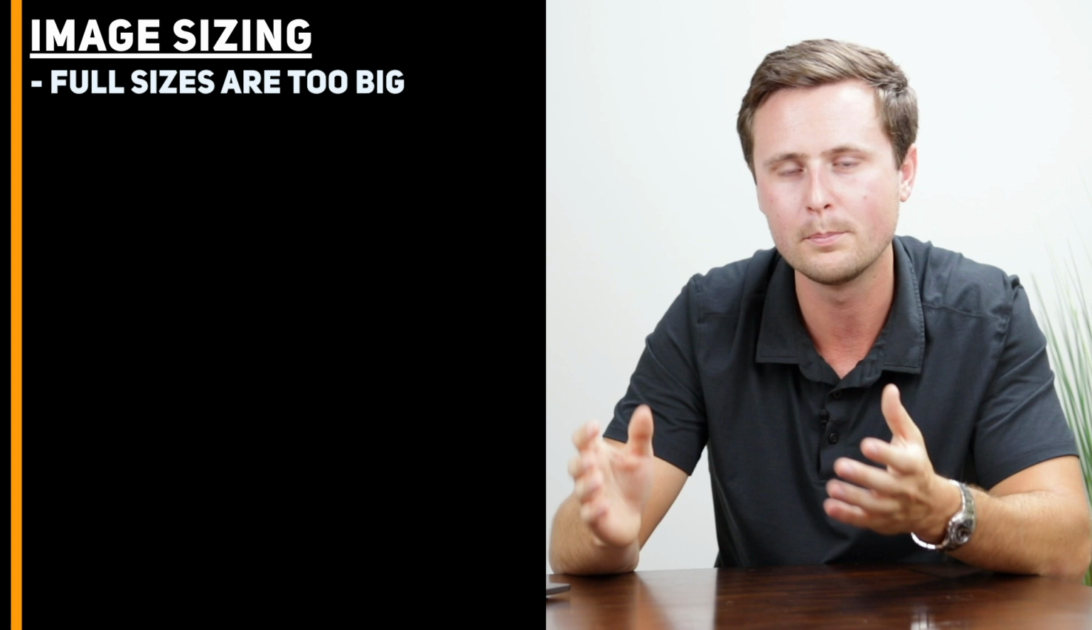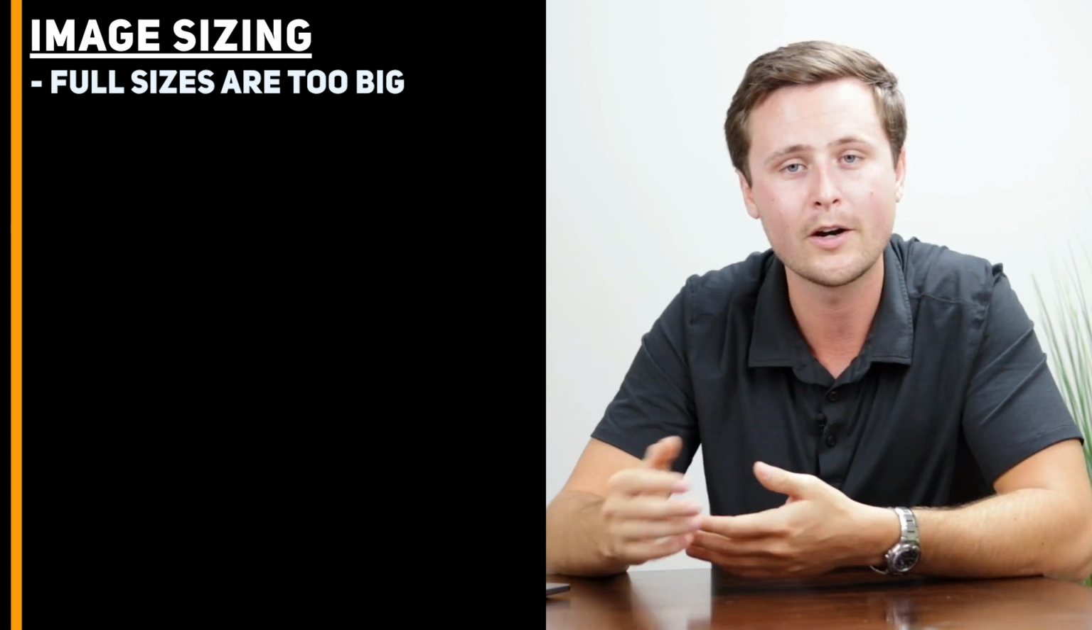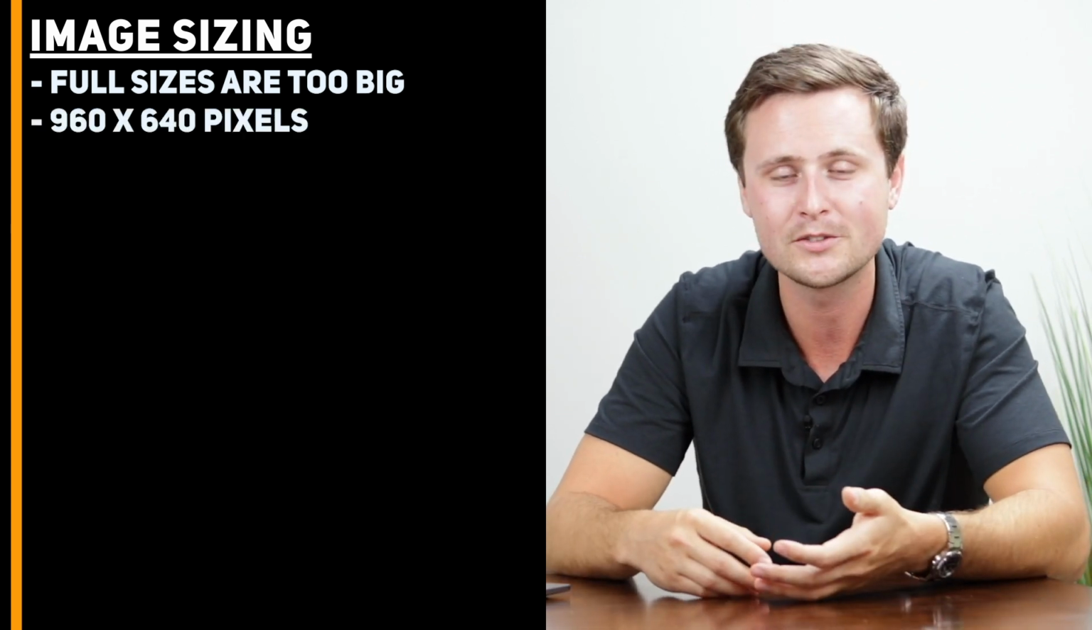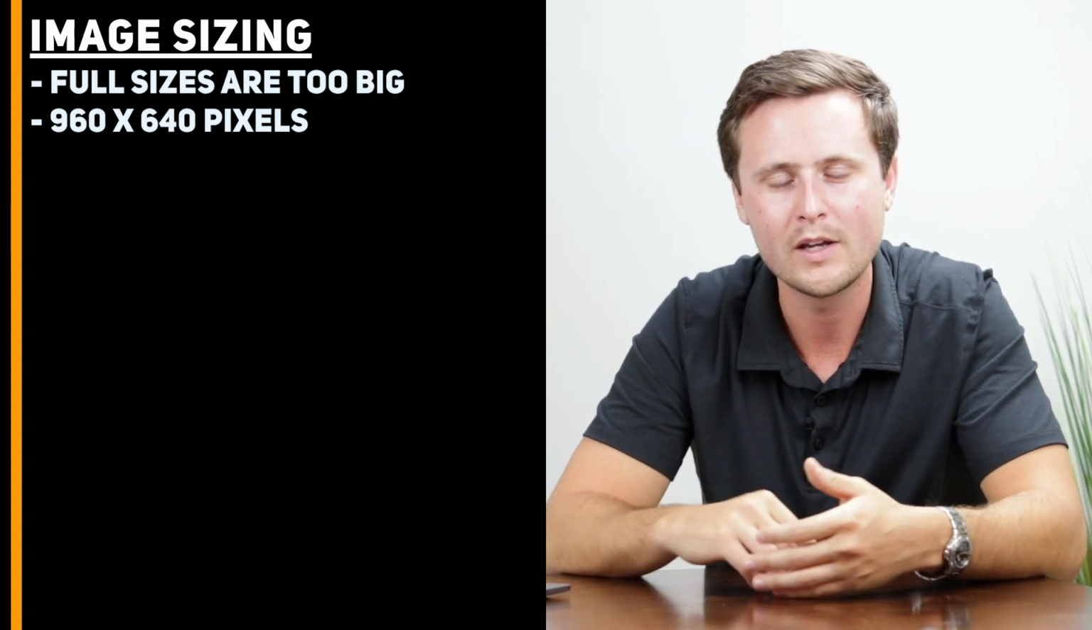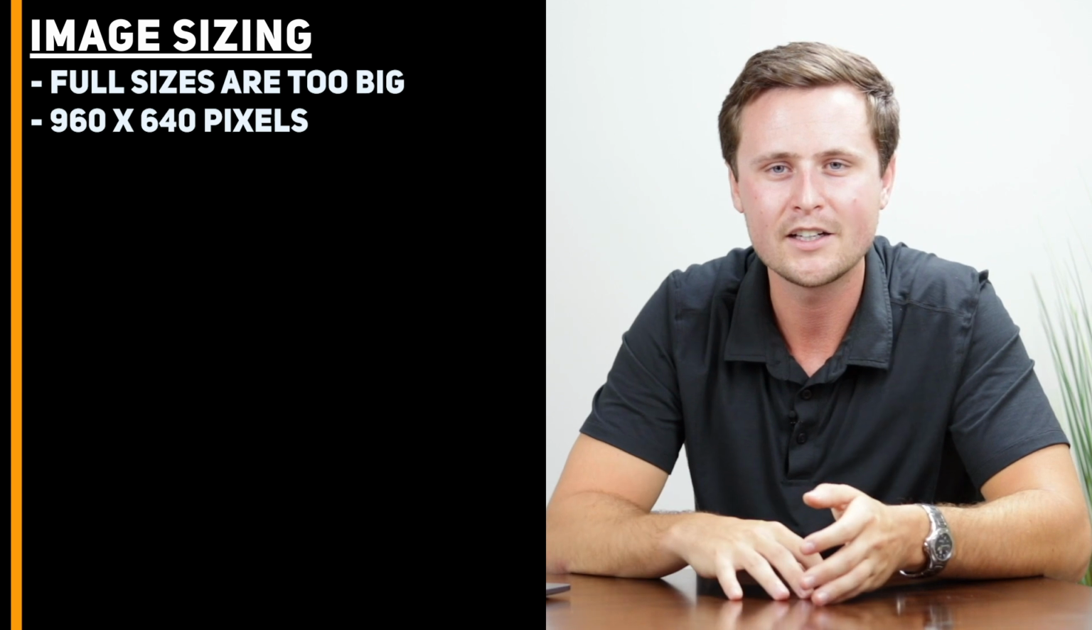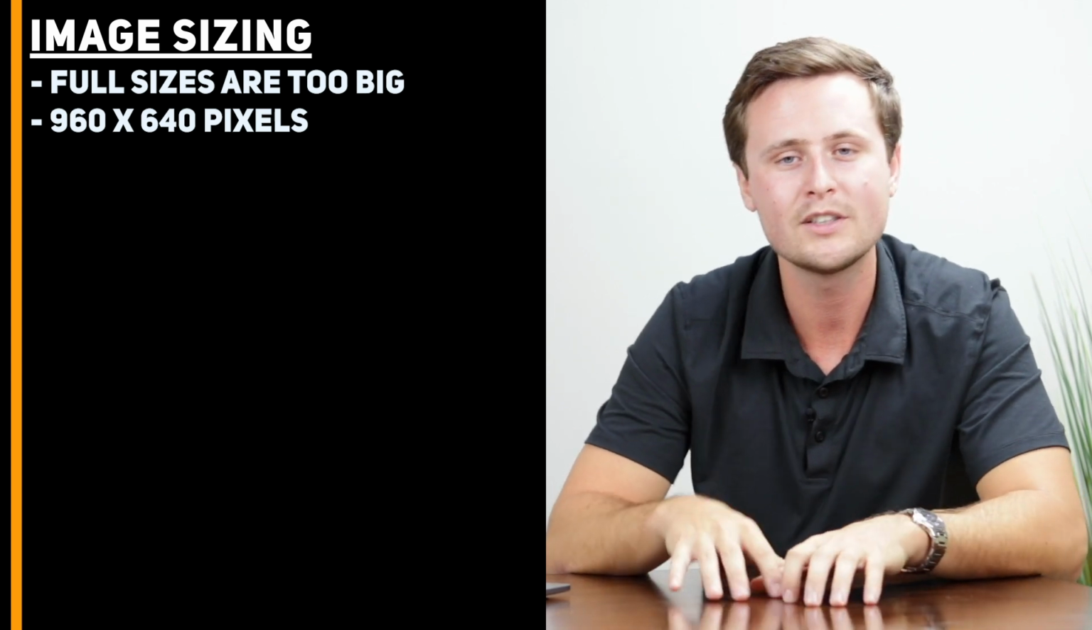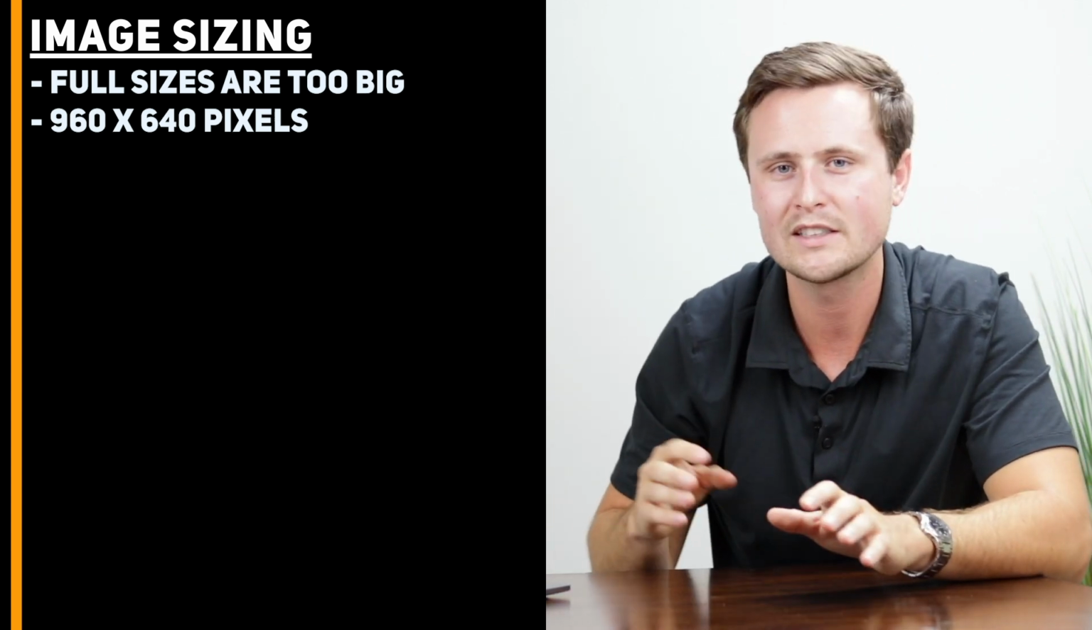Tip number six is to make sure that that image is sized properly. Yes, we do want to have a clear, high quality image, but no, we don't want the full size of that image because it is way too big. The ideal size that I use for my article images is 960 pixels by 640 pixels. Depending on the aspect ratio of that photo, it may vary a little bit, but make sure that that 960 pixels is set properly and the other one will vary close to 640.